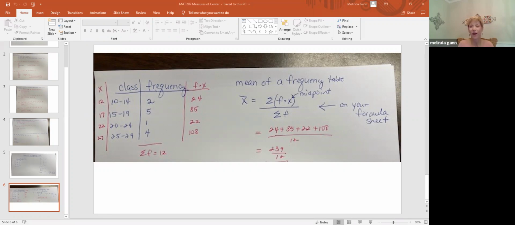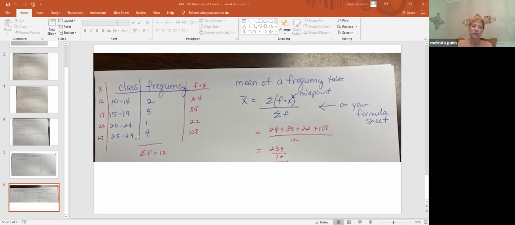Now, remember, we have to follow order of operations. So this says take every midpoint and multiply it by its frequency. It's in a parenthesis, so we have to do it first. Then when we finish that, we add those answers up. Now remember, we have to divide by our total. Well, how do you get the total numbers that must have been in your original list? Well, you add up the frequencies.